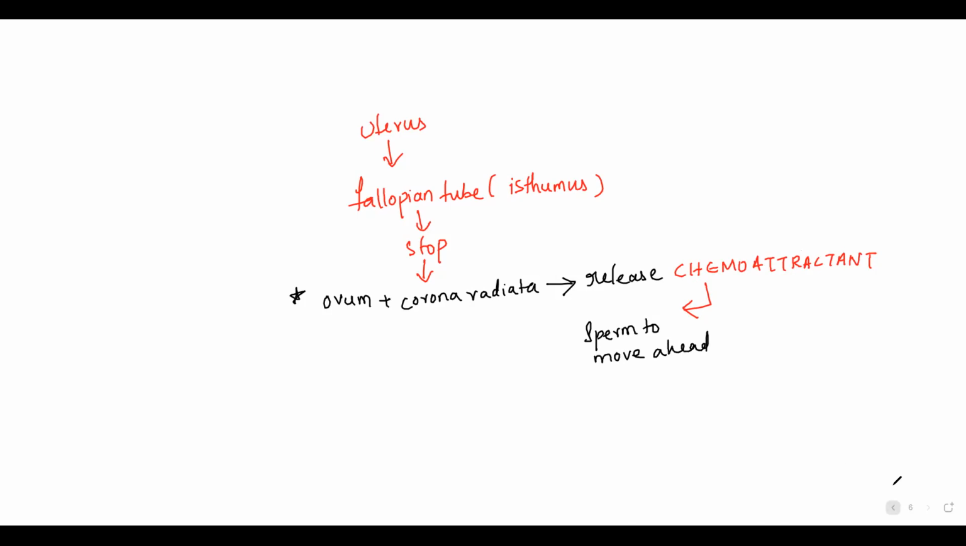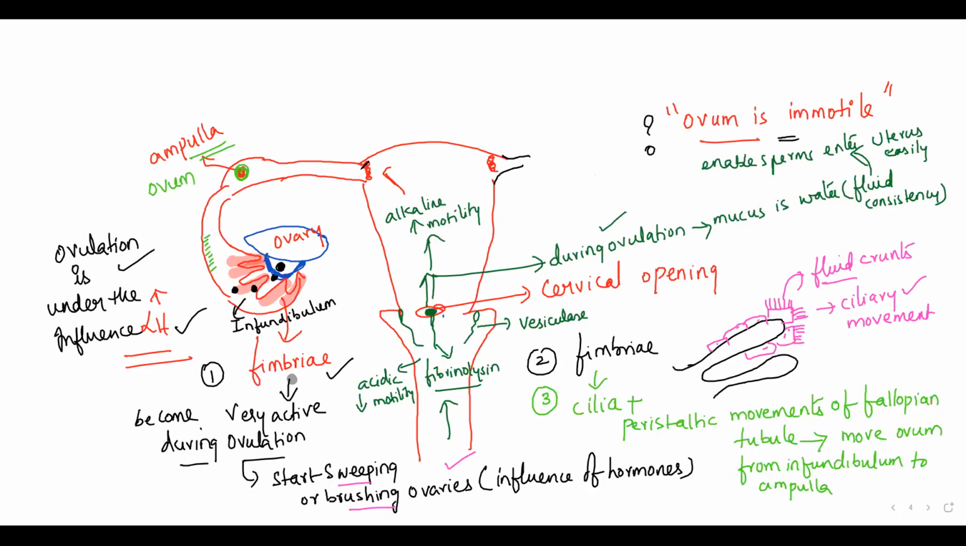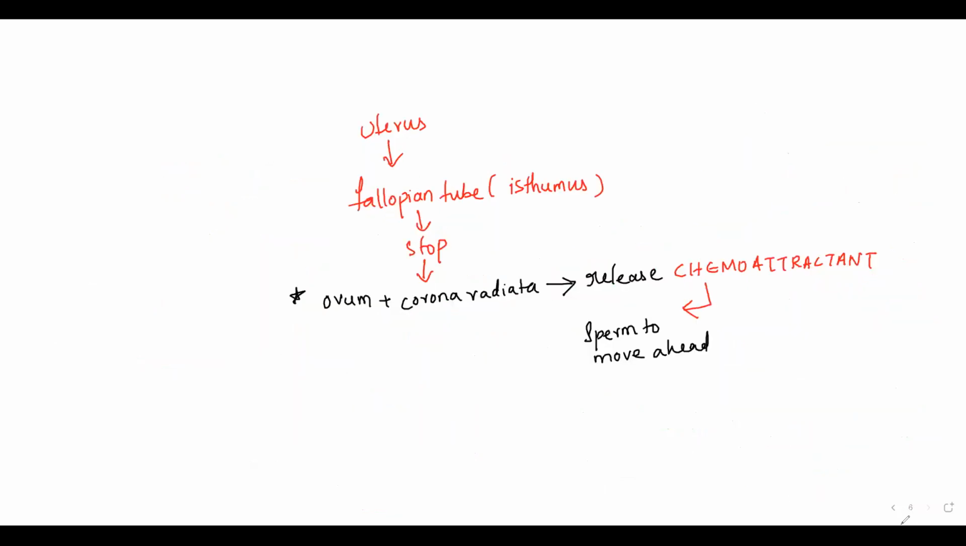From where, children? From the isthmus. So now they are moving. Why? Because they have got a signal from the ova along with the corona radiata. They have released what? Chemical. What are those attractants? They are releasing the chemical attractants. Now slowly your sperms are swimming towards your ampulla area.